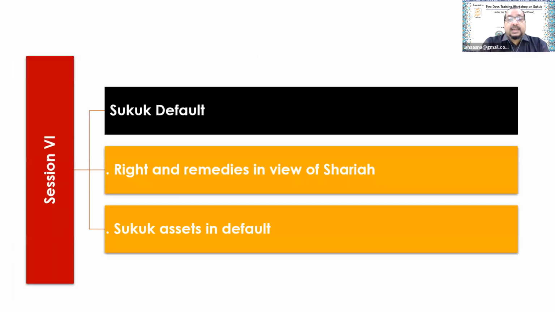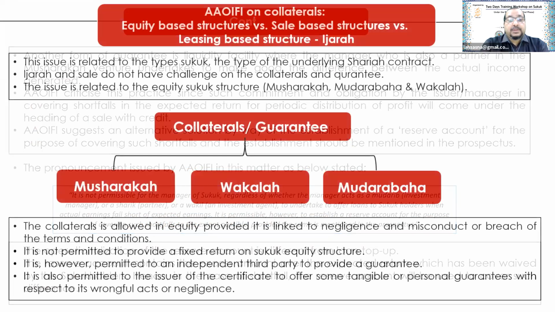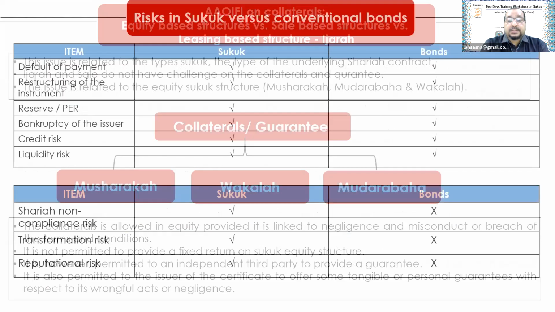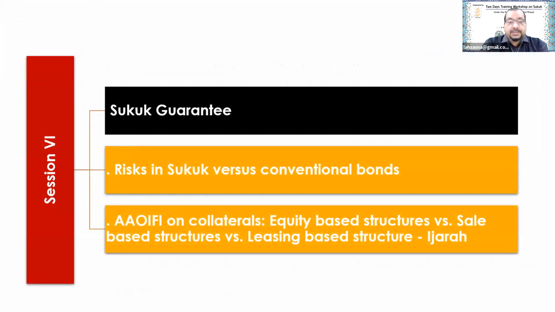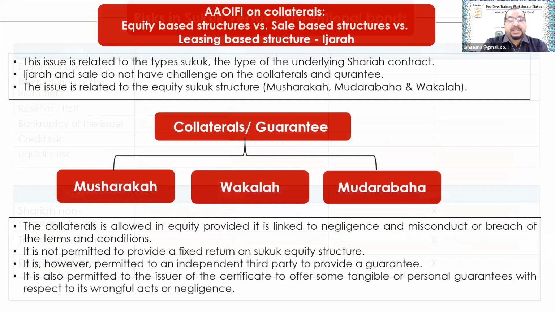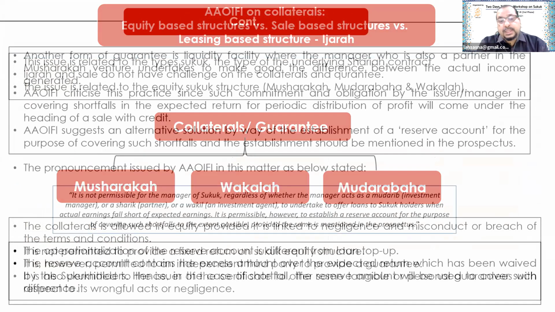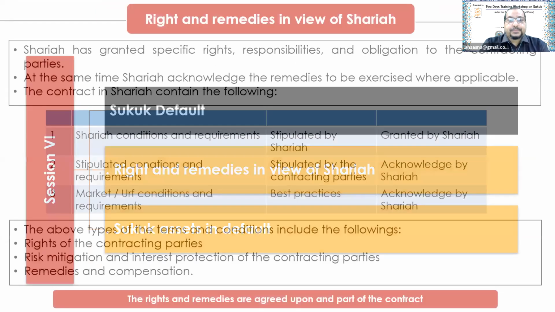So that is the first and second point related to some of the comparison between the sukuk versus bond and the IOFI regarding the equity, which, as I mentioned, has been discussed before, and we have recapped it here. Now, the following points we would like to discuss: number one, the rights and remedies in the view of the Sharia. Then we talk about the assessed default in sukuk.